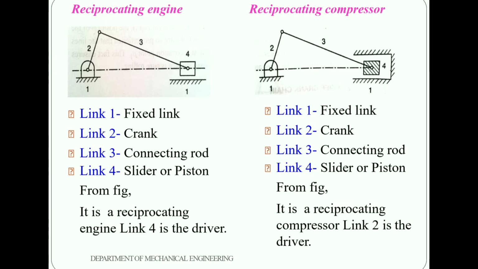The figure shows link 1, link 2, link 3 and link 4. In a reciprocating engine, link 1 is the fixed link, link 2 is the crank, link 3 is the connecting rod, link 4 is the slider or piston. From the figure, in a reciprocating engine, link 4 is the driver. In a reciprocating compressor, link 1 is fixed, link 2 is crank, link 3 is connecting rod, link 4 is slider or piston. In the reciprocating compressor, link 2 is the driver.